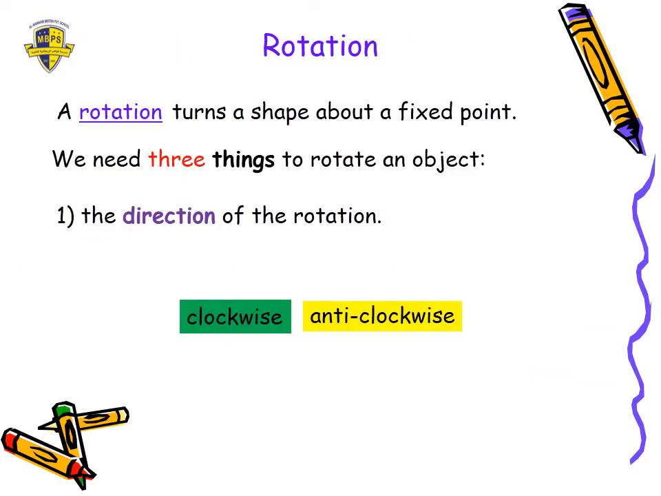Rotation. This is our lesson. What does this word mean? Rotation is to turn a shape about a fixed point. So we are turning the shape.